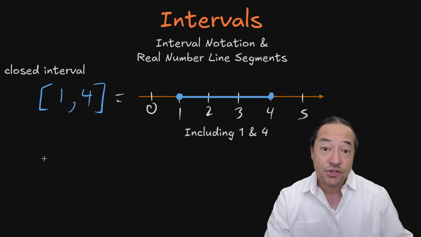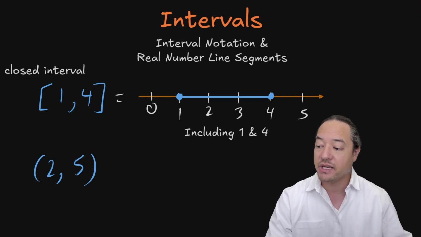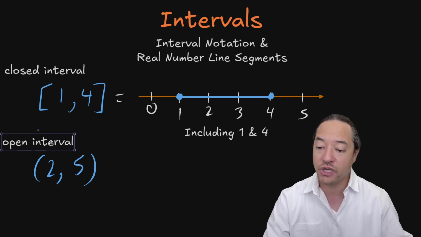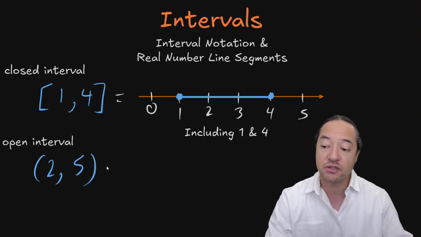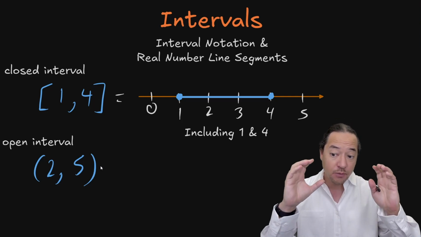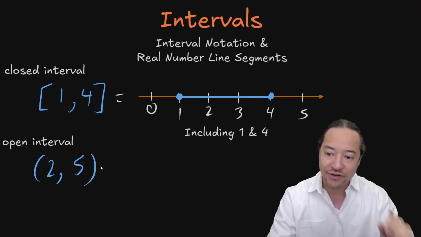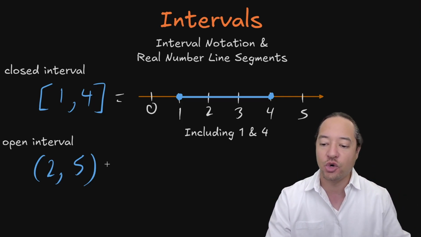So here's an interval from 2 to 5, and now I'm using a parentheses here. So this is going to represent some kind of open interval. An open interval does not include the endpoints. So it'll be all of the numbers between 2 to 5, but not including 2 or 5. Okay, so this is an open interval.